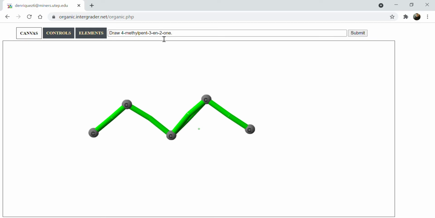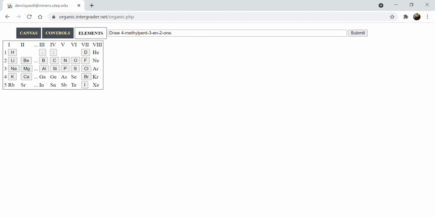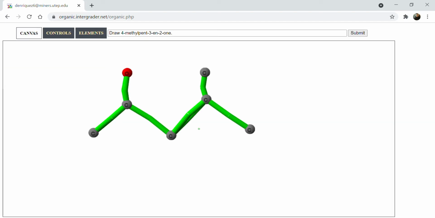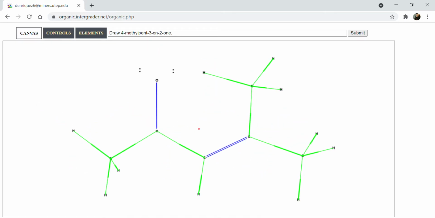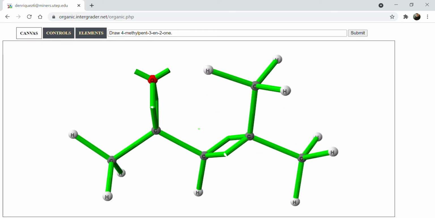But first, before I switch, I'm going to add my methyl at the 4 position. So we already specified this is 1, 2, 3, 4. Add my methyl, and then I'll switch to oxygen and add my ketone at the 2. It doesn't specify any configurations, so we should be good like this.